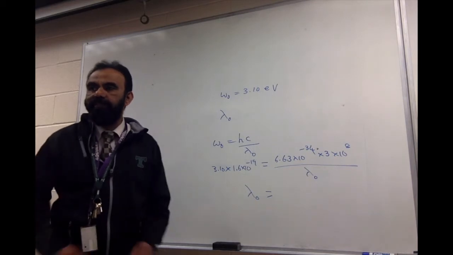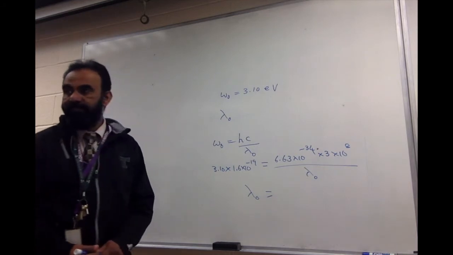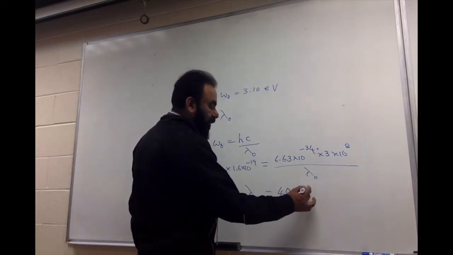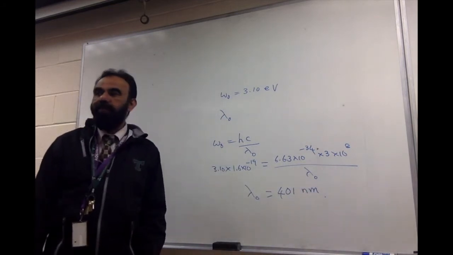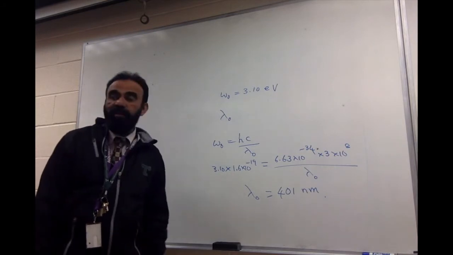How much? 1.5 times 10 to the 30. No, wait. I got 4 times 10 to the negative 7. Yes. It will be 401 nanometers. Yeah, 4.01 times 10 to the power minus 7. Yeah, so it will be 401 nanometers.